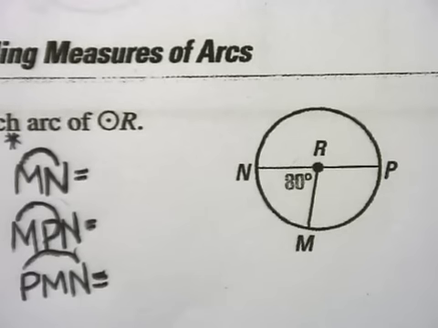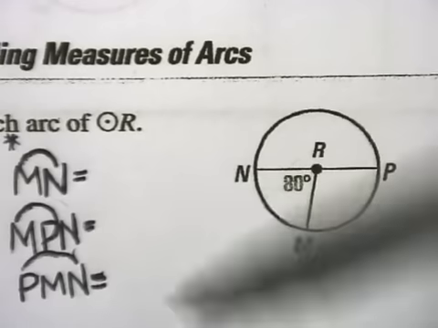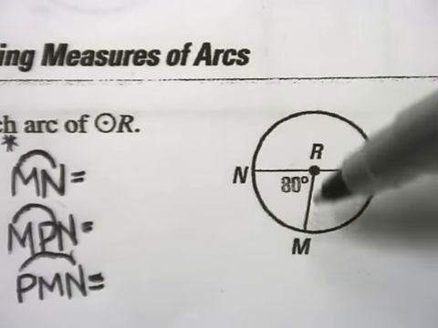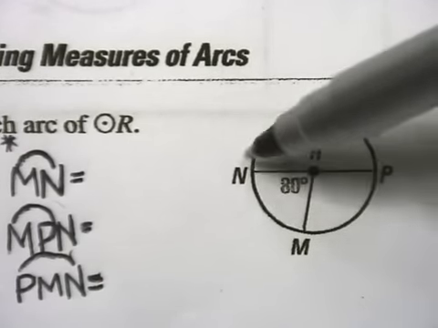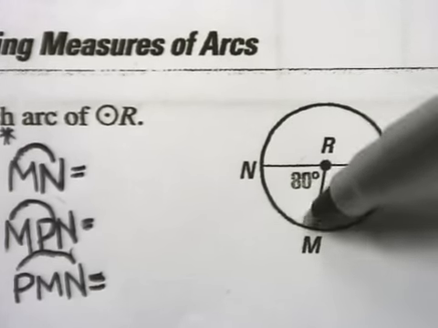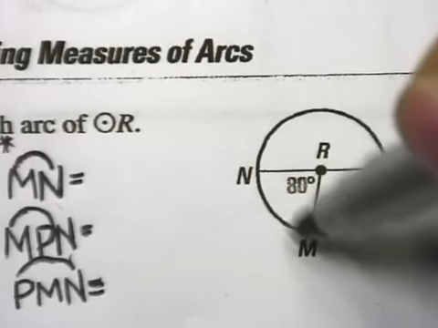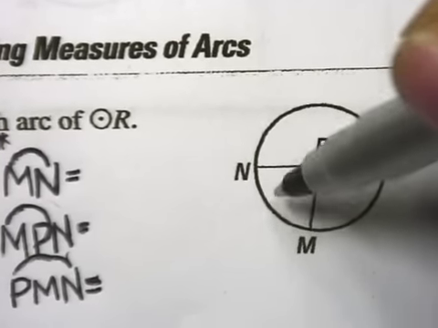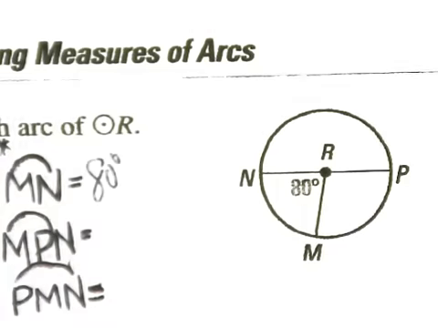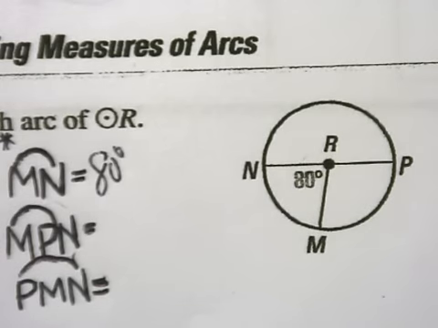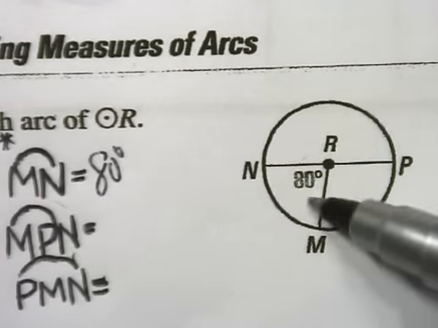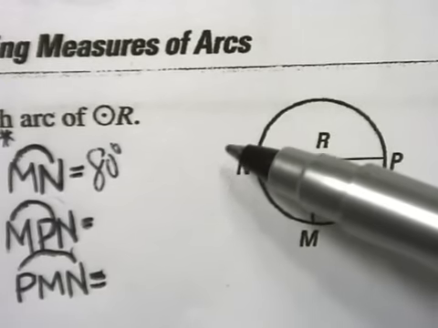Let's take a look at this circle here, circle R, and let's see if we can name some parts of circle R. Let's say we wanted to name arc MN. How big is arc MN? Well, if you notice, the central angle MRN right here is 80 degrees. So if this central angle is 80 degrees, the arc that it creates is also going to be 80 degrees. So then arc MN is going to be 80 degrees.